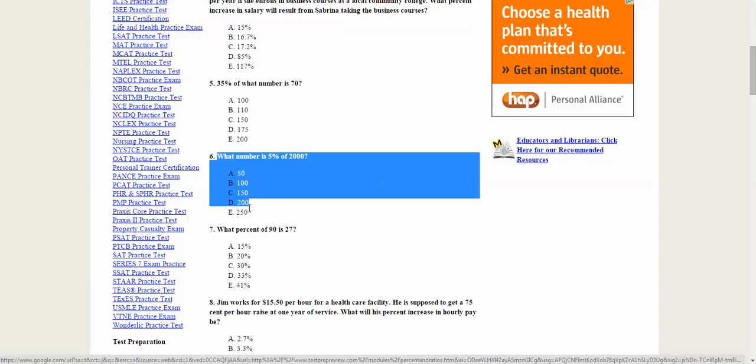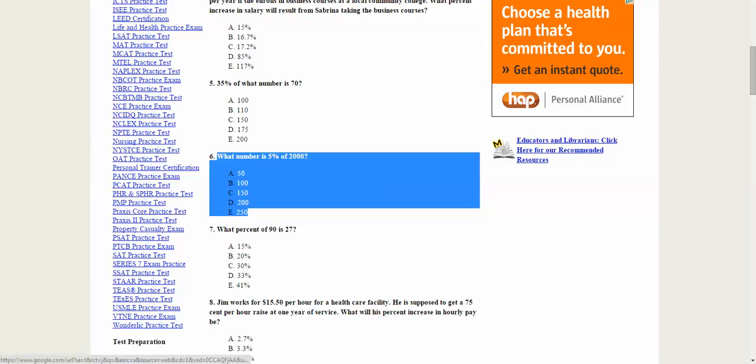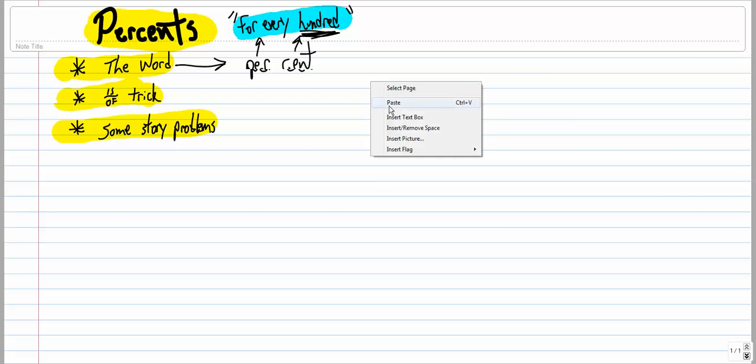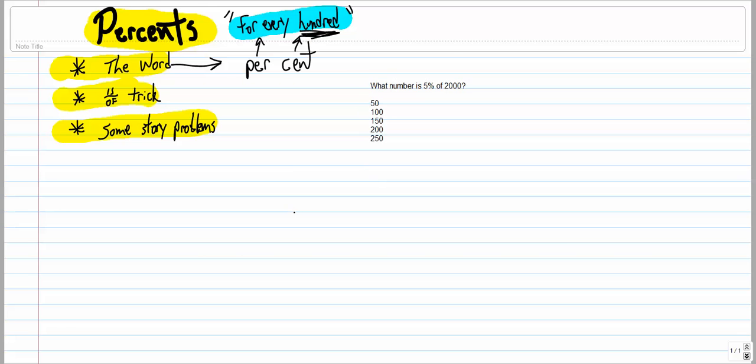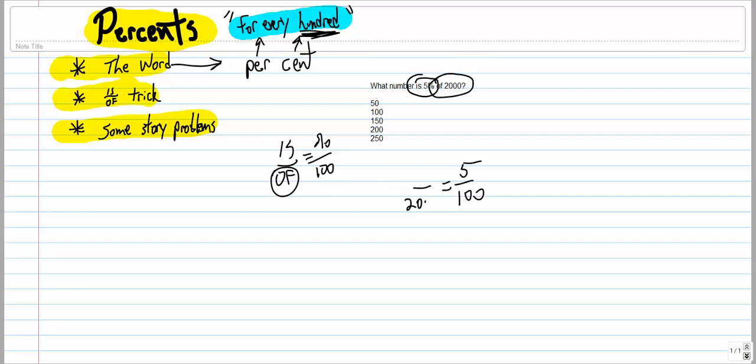What number is 5% of 2,000? So we'll go back here, paste that, and okay, so we've got our is over of equals percent over 100. So what number is 5%? That's going to be 5 over 100, and of 2,000, so that's going to go on the bottom here. And we are just looking for x.